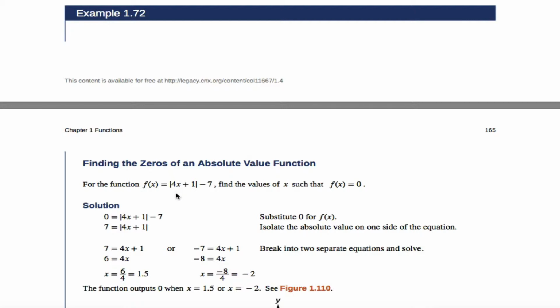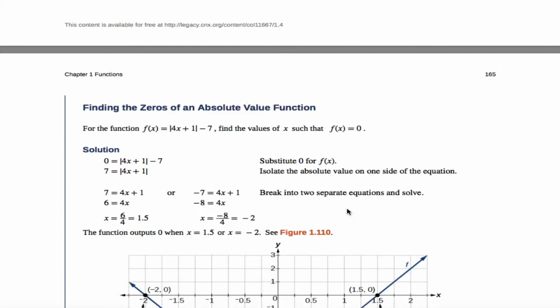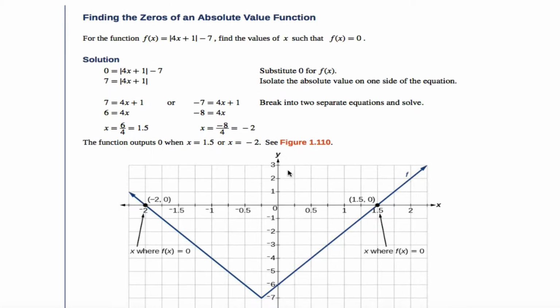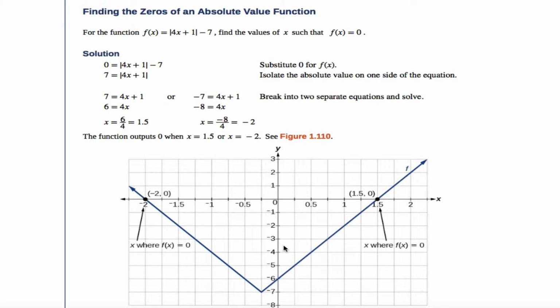If you have this function, you can think back to function transformations and graph it. And in fact, your book did exactly that. Maybe we can quickly verify that this is the right graph. This 4 right here, well, I have two horizontal transformations, this 4 and this plus 1. And I have one vertical transformation, this negative 7.